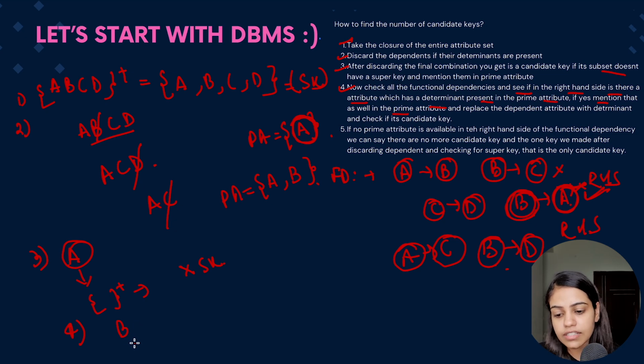So let's take a proper subset of B. The proper subset of B is phi, and if I take the closure of phi, it is not giving me a super key. So we can say that B is also a candidate key. So here B and A both are candidate keys.